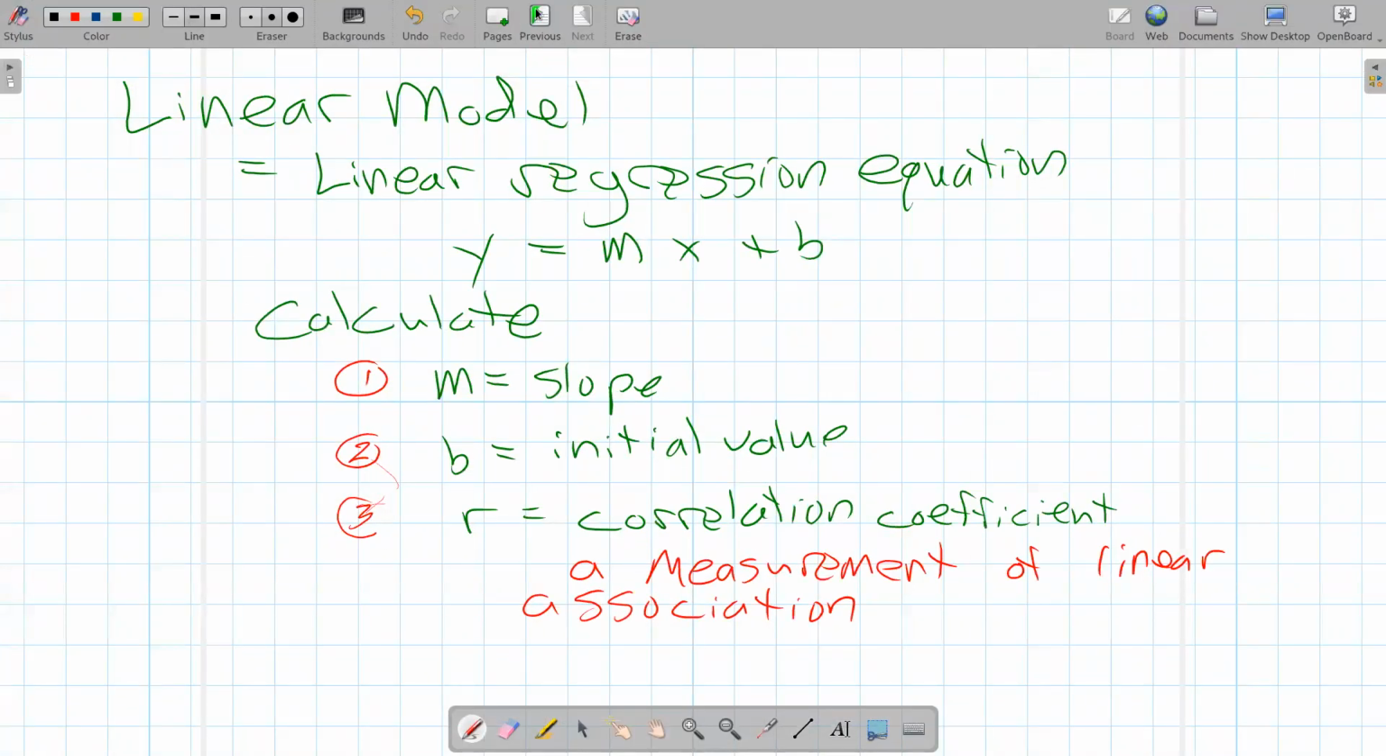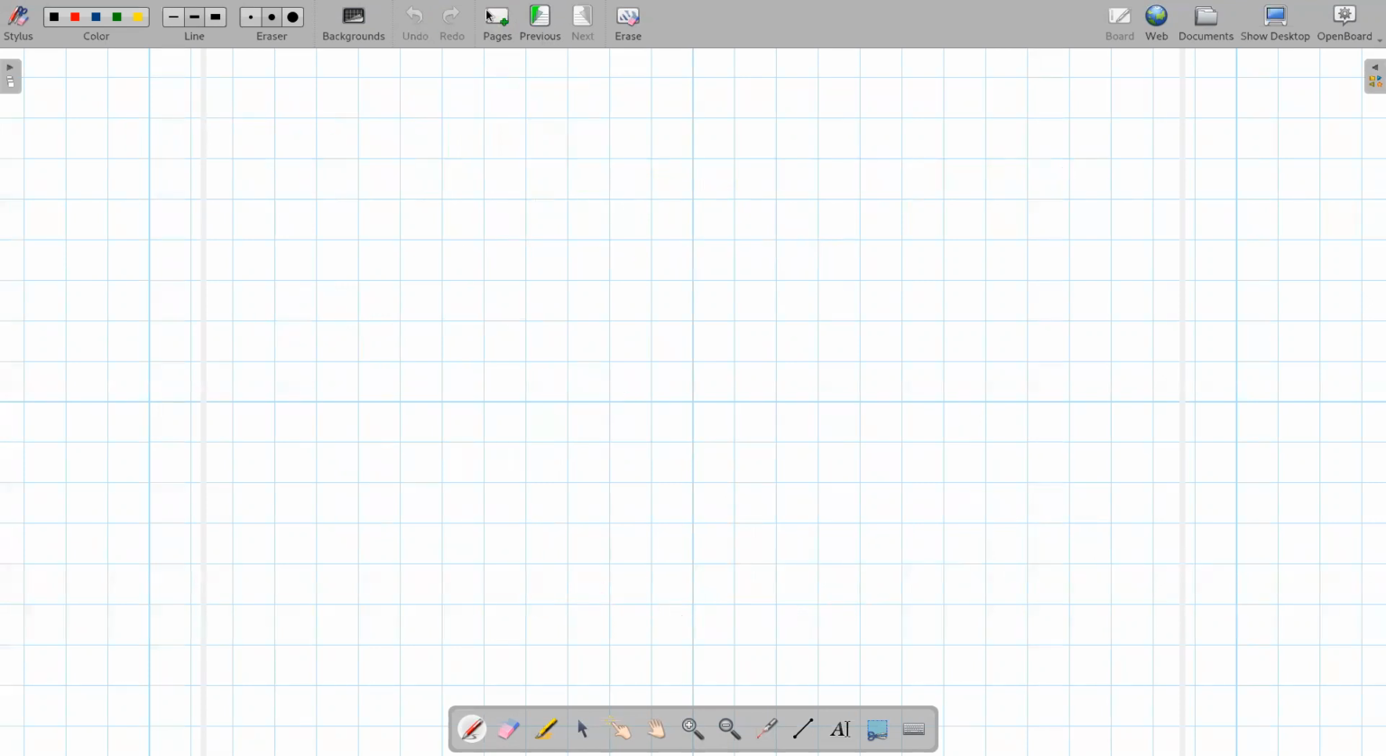Now, a little more detail about that measurement of the association. And again, association just means, does there seem to be a relationship when you graph these X values with the Y values? Do they seem to be related in a line, right? That's the thing we're trying to estimate here. So, considerations for the correlation coefficient.